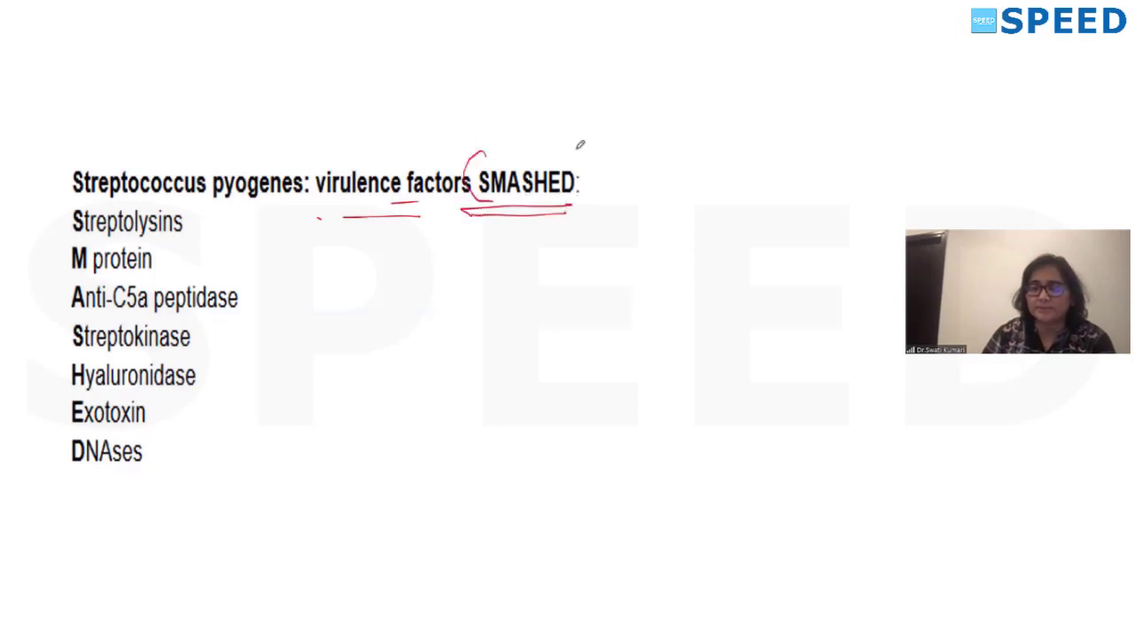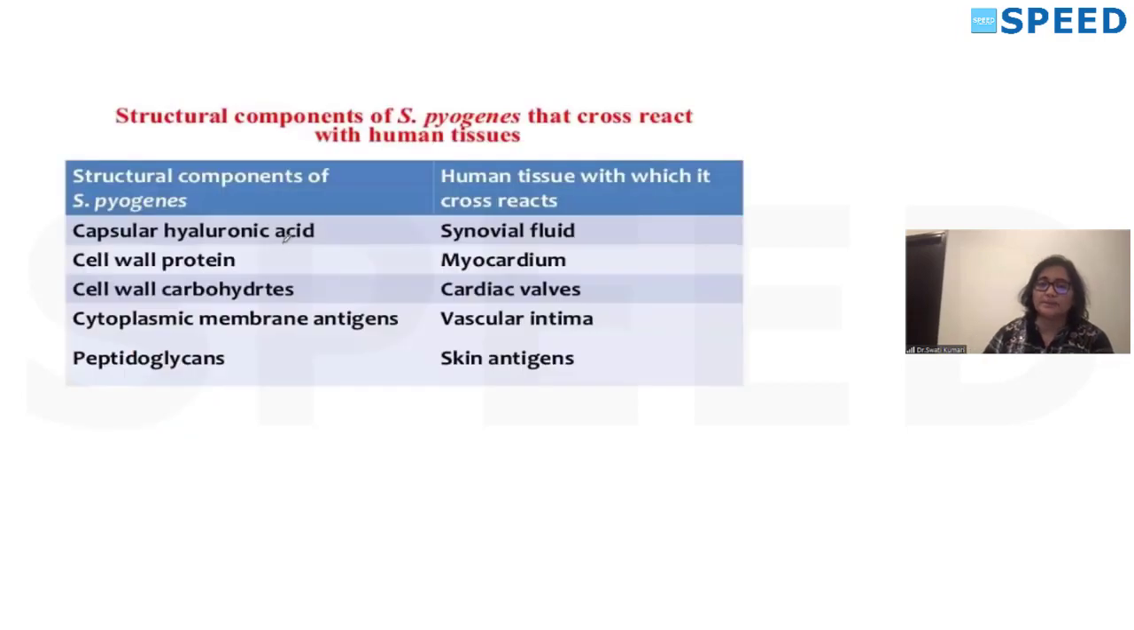So these are the virulence factors of Streptococcus pyogenes. In short, we can remember a mnemonic: SMASHED. Streptolysin, M protein, anti-C5 peptidase, streptokinase, hyaluronidase, exotoxin, DNase. These are the pathogenic or virulence factors of Streptococcus pyogenes. The structural components of Streptococcus pyogenes cross-react with human tissue.